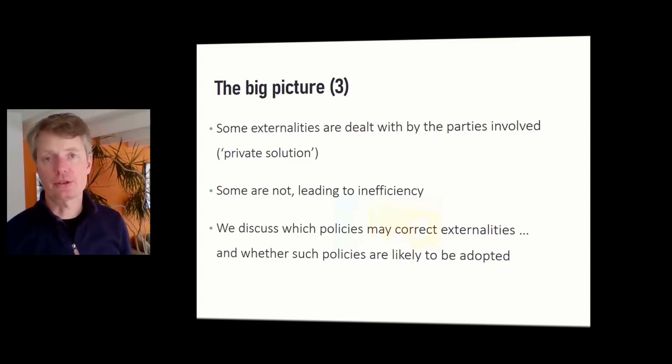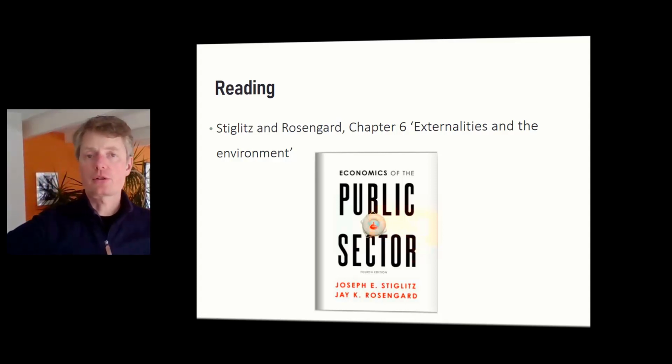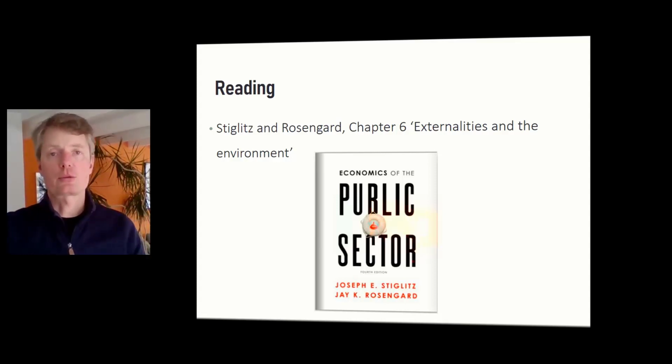However, as I discussed last week, it may be that economists dream up interventions that may lead to higher efficiency, and as a consequence higher welfare, but that doesn't mean that those interventions are going to be implemented. So we will also be discussing which interventions are likely to be adopted in a democracy. The reading for this week is chapter 6 in our textbook, and that chapter deals with externalities.